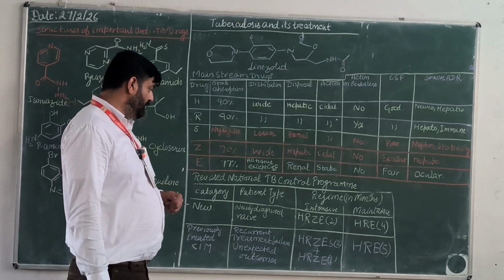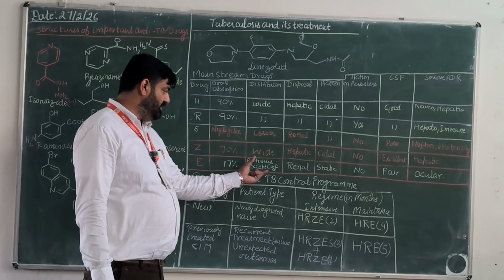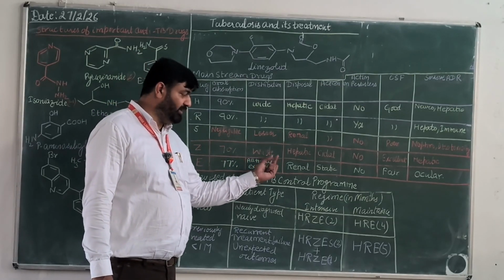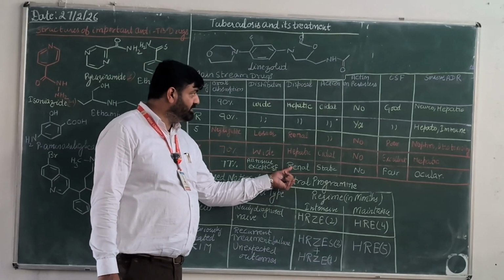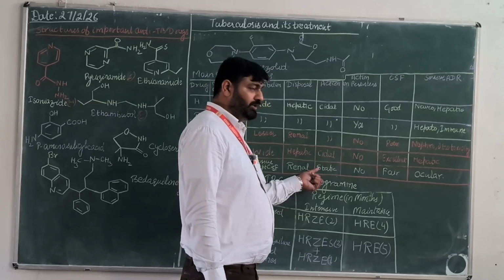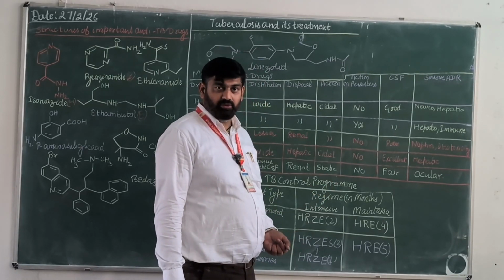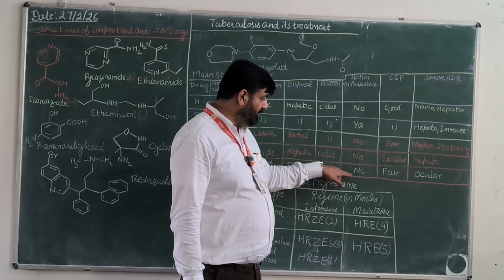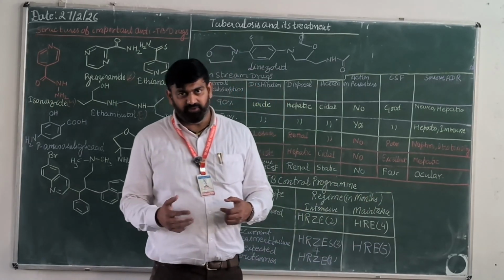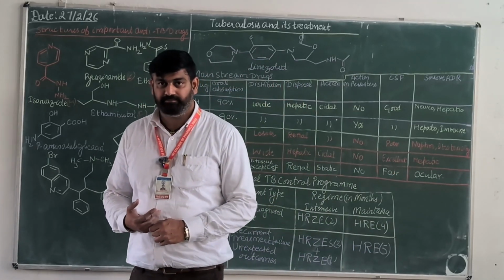Then we have ethambutol. It has again excellent oral absorption. It has wide distribution, but it doesn't penetrate the cerebrospinal fluid well. Renal metabolism is there. It is a static drug, one of the most used tuberostatic drugs for treating pulmonary tuberculosis. It has no action on persisters. CSF penetration is fair, and serious side effects are on the ocular system.